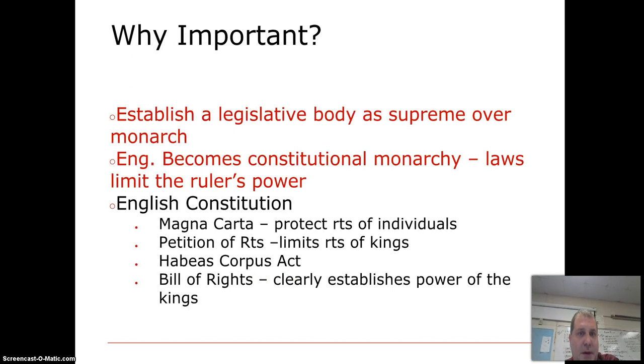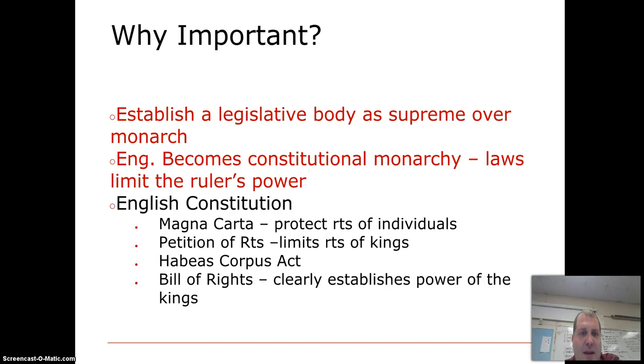It's important because it establishes the legislative body as supreme over the monarch. In other words, Parliament got more and more power, and the king lost a little bit of power. England becomes a constitutional monarchy. Laws limit the ruler's power. This is what they have today.